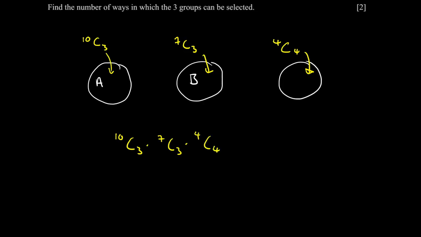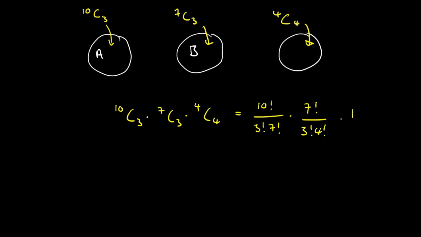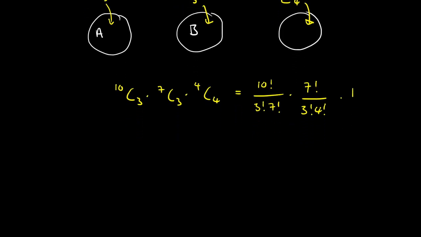Okay, and I think what we'll do is try to do this using the formula, right? So 10C3 is 10 factorial over 3 factorial, 7 factorial, times 7C3, which is 7 factorial over 3 factorial, 4 factorial, times 4C4, which is just 1. It should make sense as well. How many ways can I choose 4 people from 4 people? Well, there's just one way. I just choose all 4 of them. So I can cancel this out.